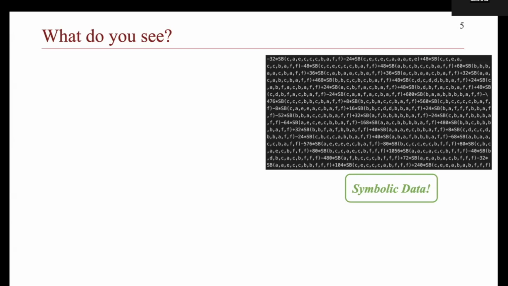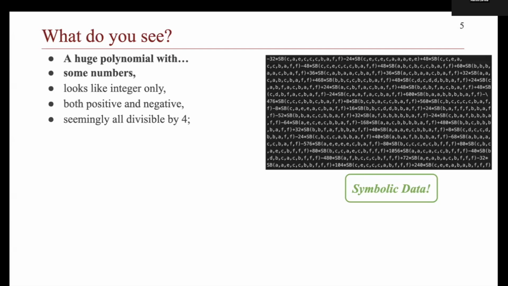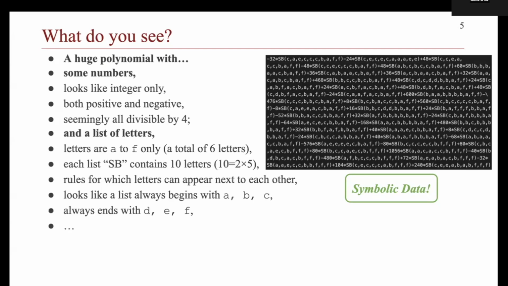Okay, great. Nice. First, you see this is a very, very, very large polynomial, which includes 100,000 terms. I guess everybody sees some numbers, right? They look like they are only integers. There also seem to be some positive numbers and some negative numbers. And somehow they seem to be all divisible by 4. Good, that's all we have on the number side.